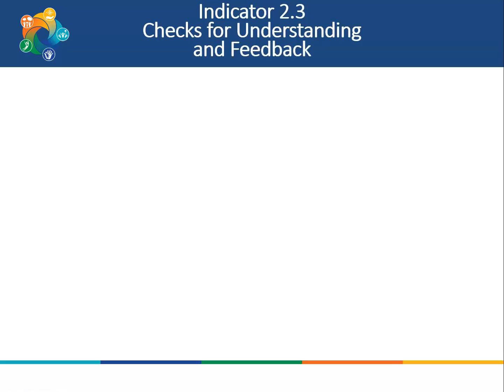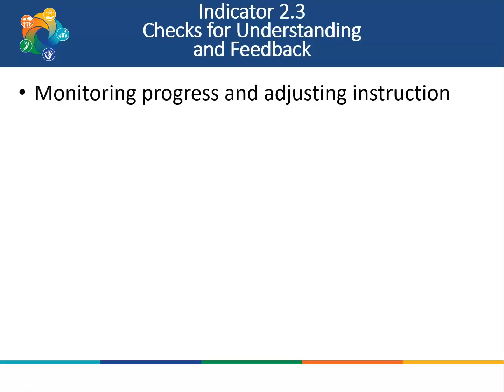The first descriptor in Indicator 2.3 is monitoring progress and adjusting instruction. This describes what we might think of as a traditional check for understanding. At key points in the lesson, the teacher is checking in with students to make sure that they understand and are grasping the content. If students are not understanding, the teacher makes adjustments in the moment using that information from students.